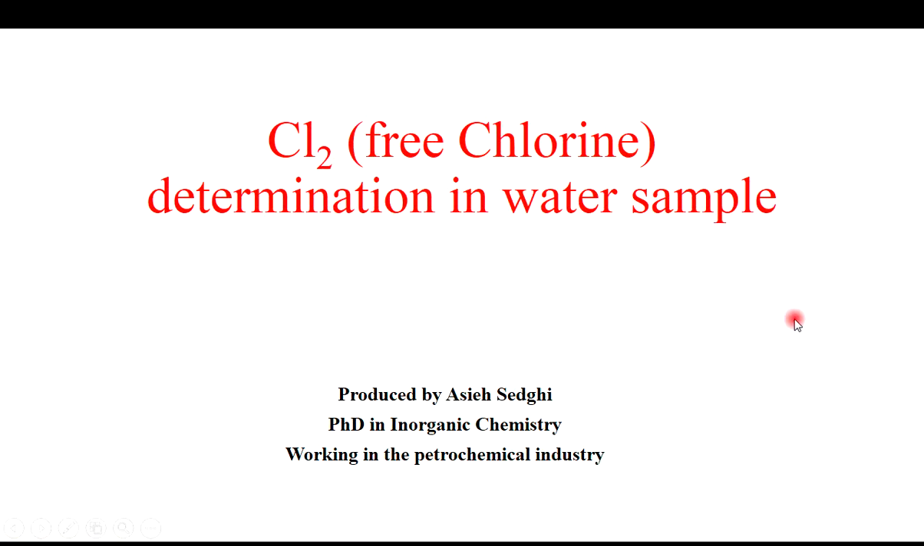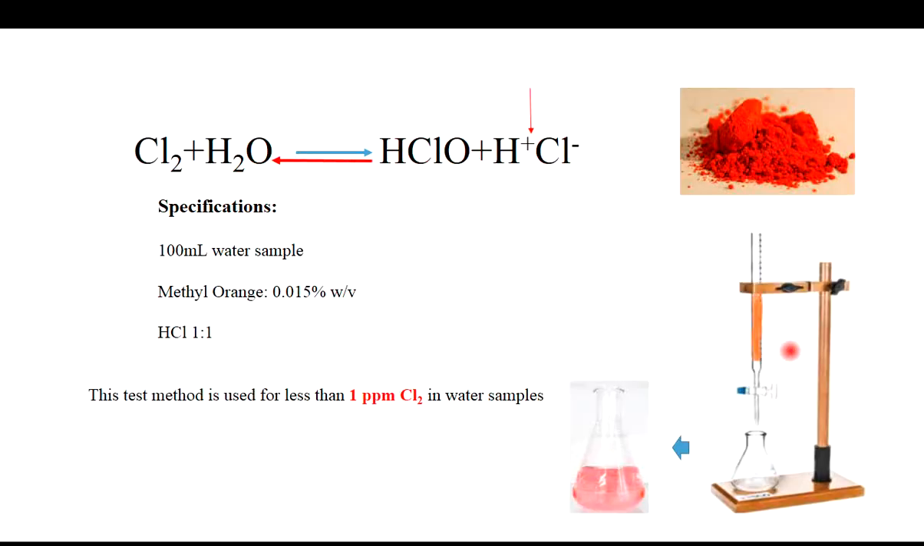I wanna talk about Cl2 determination in cooling water samples. Chlorine is added to industrial waters for disinfection. Chlorine is soluble in water and destroys some organic pollutants. But after the destruction of these contaminations, some free chlorine may remain in water.